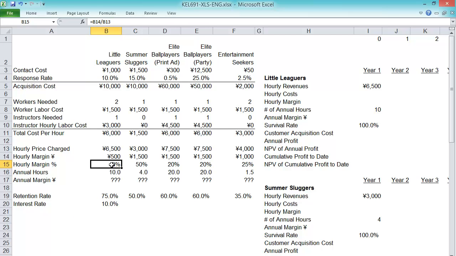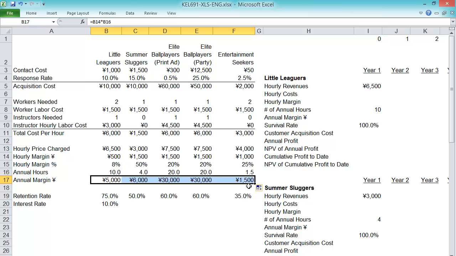Now we can see that for entertainment seekers the percentage is quite high, which means that their hourly cost is 3,000, their price is 4,000, so we get 1,000 above costs. But we'll see the problem with them is another, because they only spend 1.5 hours per year on average in the batting cage. Now the annual margin is essentially the hourly margin times the annual hours. So let's copy this as well, and we'll get those annual margins.